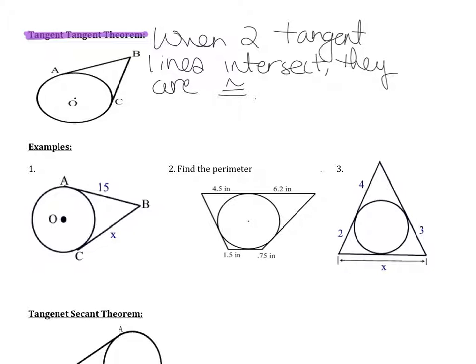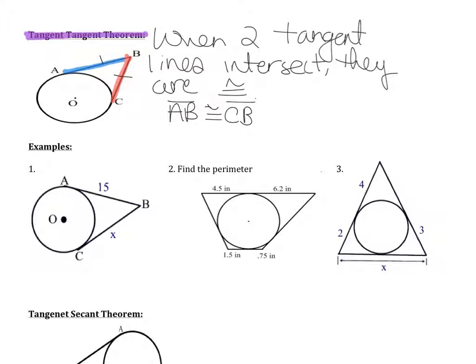So notice this tangent line, AB, intersects with tangent line BC. When those two tangent lines intersect, they're congruent. So I can put my little tick marks here. So I would say AB is congruent to CB.